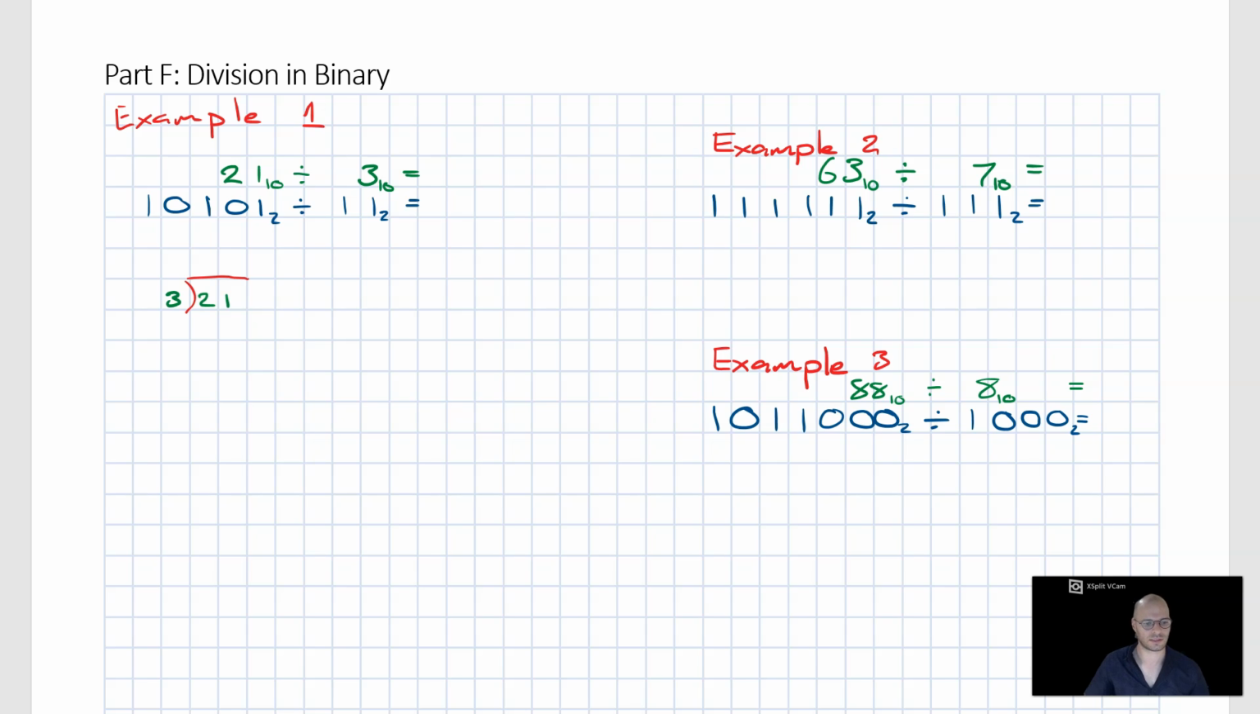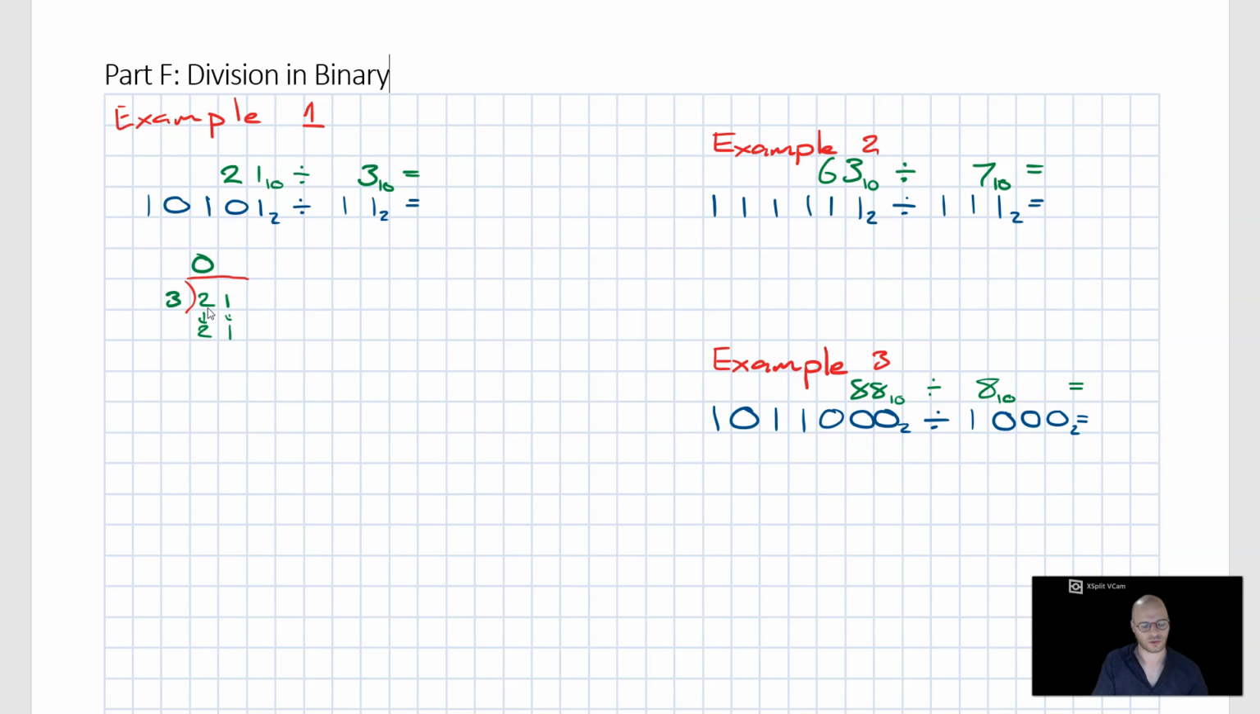So, what we're going to see is, we're going to say 2 and 3. Does 3 fit inside 2? And the answer is no, it doesn't. So I'll put a 0. Now, we have to drag the 2 down, like so. And then we're going to drag the 1 down, like so.